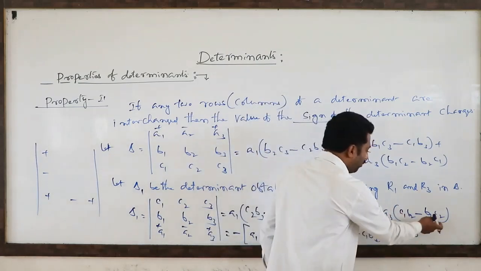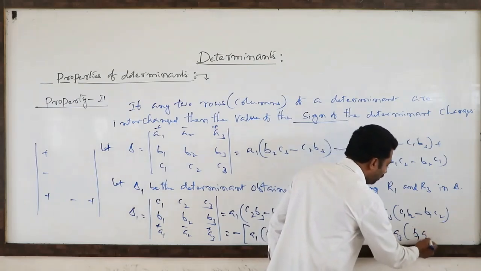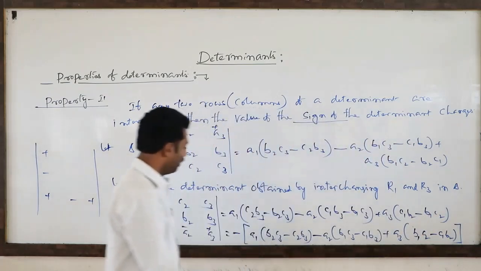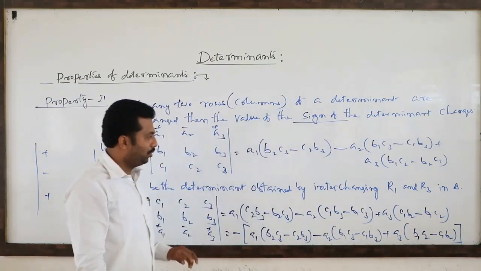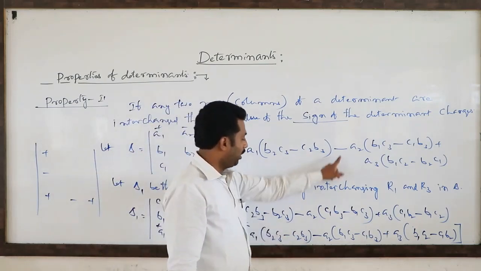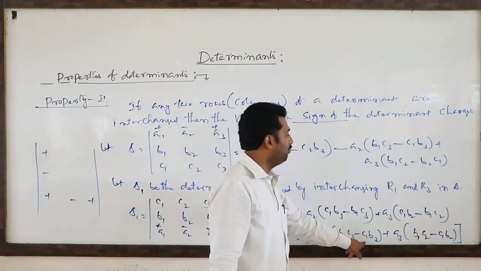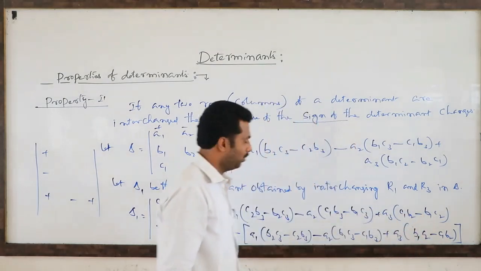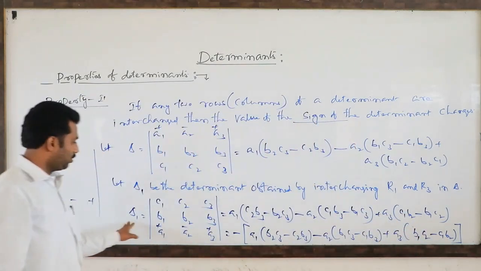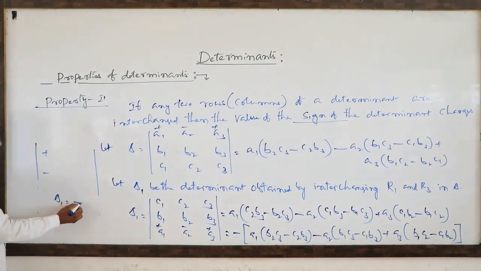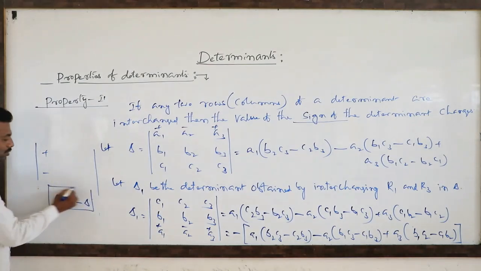Here, taking minus common means interchanging these two: B1 C2 minus C1 B2. See here, you have to observe whether this is the same. A1 (B2 C3 minus C2 B3) minus A2 (B1 C3 minus C1 B3) plus A3 (B1 C2 minus C1 B2). So this is delta 1. Clearly you observe, delta 1 is equal to minus of delta. This is a most important property.